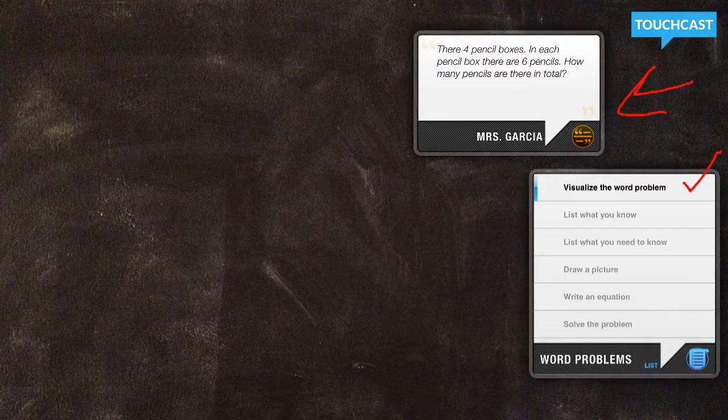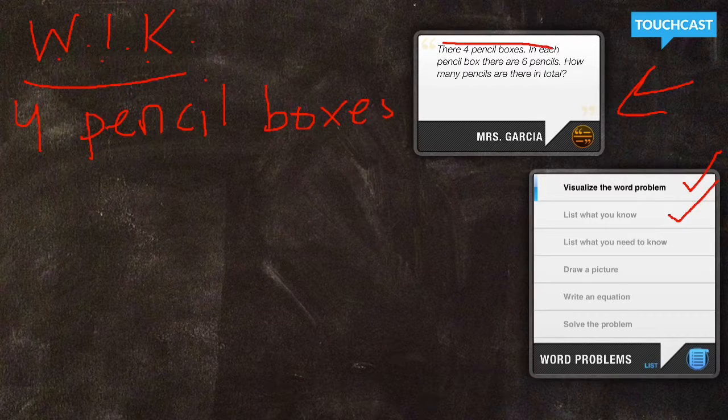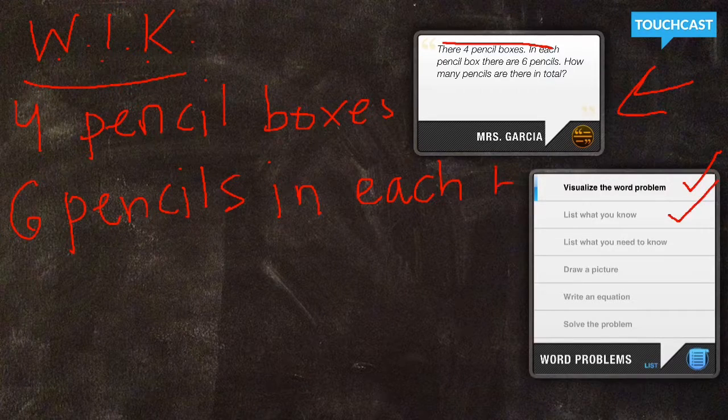Okay, the next thing we're going to do is we're going to list what we know. So what information do we know? And I like to call this WIK, W-I-K, and that stands for what I know. And so what I know is that there are 4 pencil boxes. All right, because that's my first piece of information. I could cross that. And then in each pencil box, there are 6 pencils. So 6 pencils in each box. All right, and so I just listed what you know. That's all the information that's there.